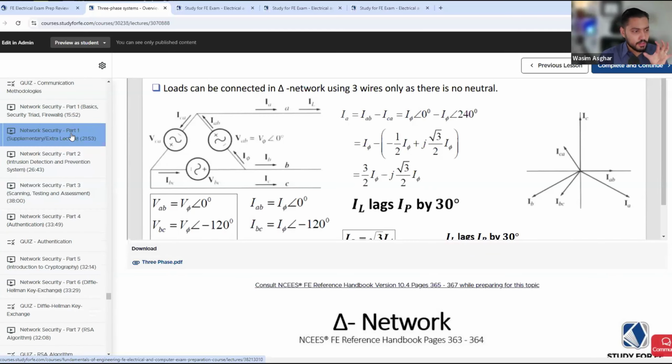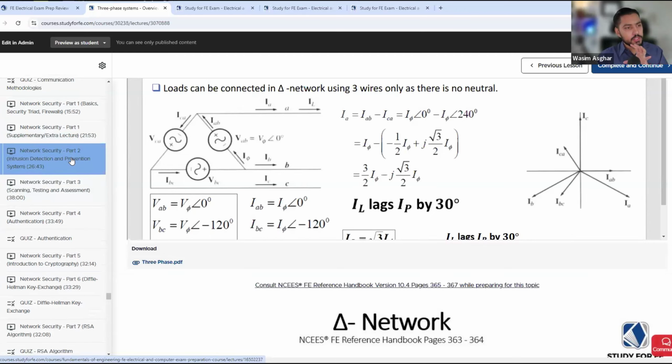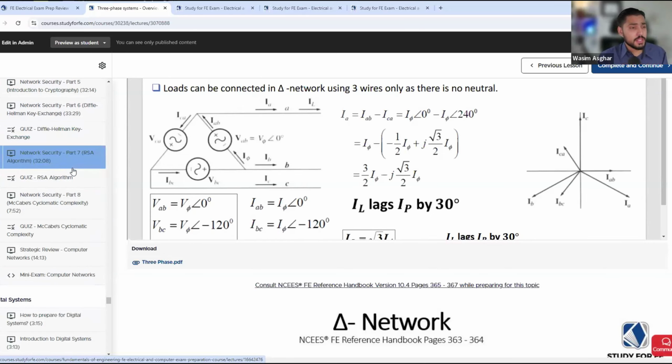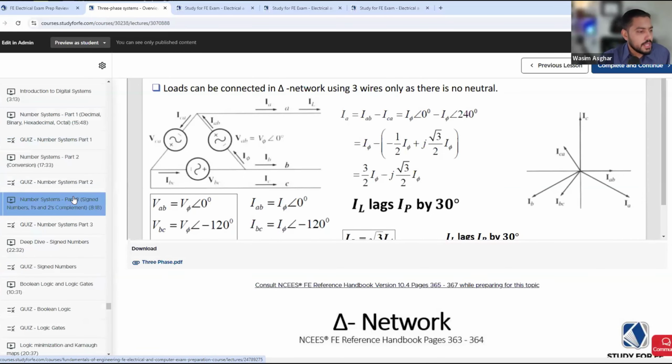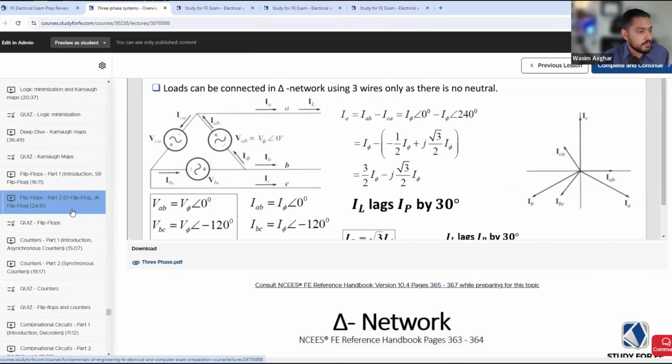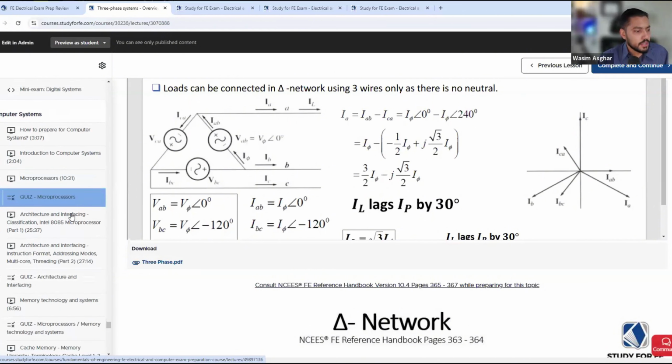This breakdown of all the topics, the practice, is going to help you understand the concepts inside out, even if you're starting from zero, from scratch. And same thing for digital systems, same thing for computer systems, same thing for computer networks.